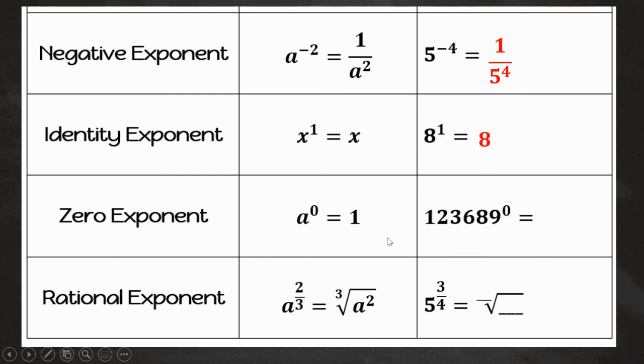Our zero exponent property is my favorite because any number to the 0 power is 1. Any number or variable to the 0 power is 1. So I could have ABCD in parentheses to the 0 power, and it's going to be 1. Okay? Anything to the 0 power is 1, because remember, when we're at the 0 power, we're taking this number, whatever number or base it is, and dividing it by itself.